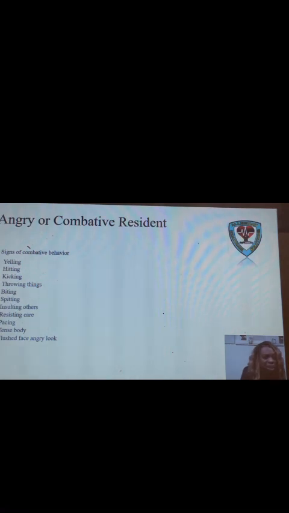Signs that the resident is combative are similar to those of when they are angry. They're yelling, they're hitting, they're kicking, they're throwing things, they're biting, they're spitting, they're insulting others.